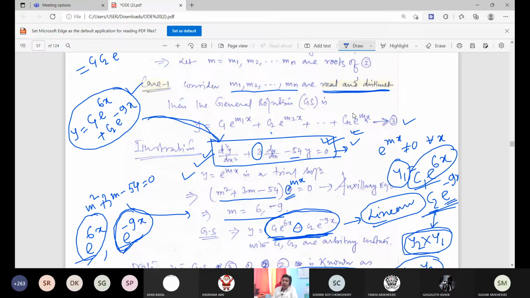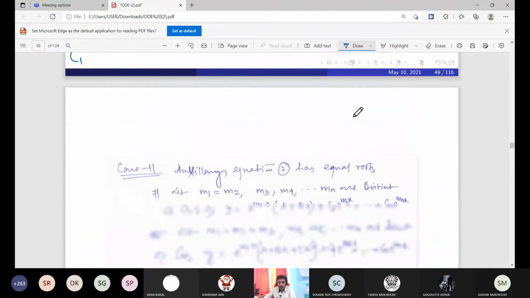So you remember, you can only write the general solution in terms of a linear combination. Don't consider any product of c1 e to the power m1x and c2 e to the power m2x. That makes no sense. You can only consider the linear combination of all the solutions. That will be a further solution since the equation is linear in nature. You can do that because of the linearity property of the differential equation that we have considered. So this is the example for the real and distinct case.